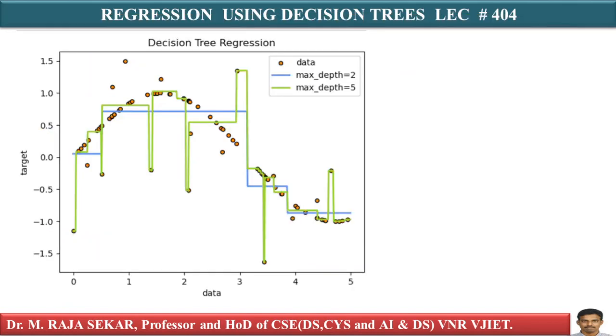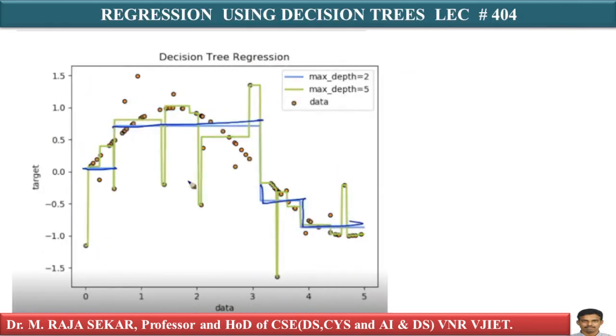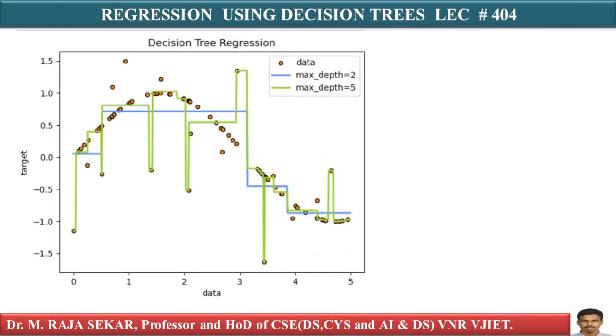This is x. Just see, for maximum depth equal to 2, what's happening? You are getting this, isn't it? Yes, you are getting this. And you are getting this. Means what? Here I get this plot.